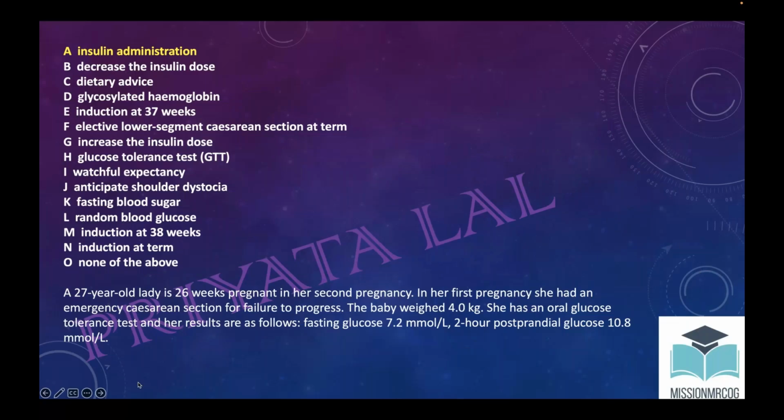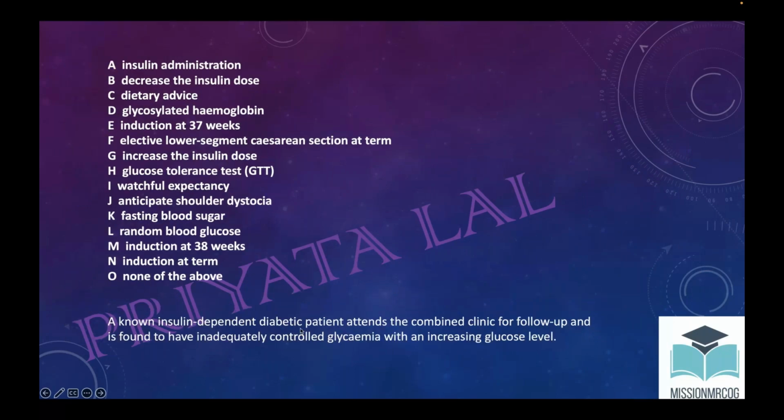Okay, an insulin dependent diabetic patient attends combined clinic for follow up, with inadequately controlled hyperglycemia with an increasing level. What to be done? The patient is insulin dependent, sugars are uncontrolled. Increase the insulin dose. Yes, so you have to increase the insulin dose. Because the patient is insulin dependent, they are asking about a type 1 diabetic patient only, because in type 1 patients their sugar control depends on insulin.